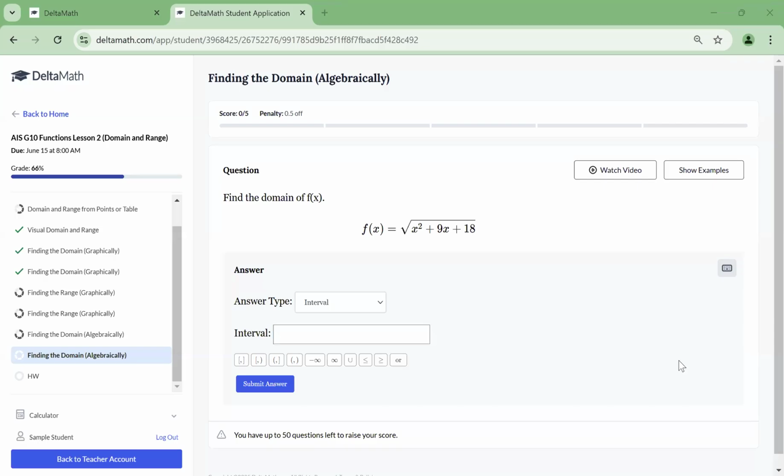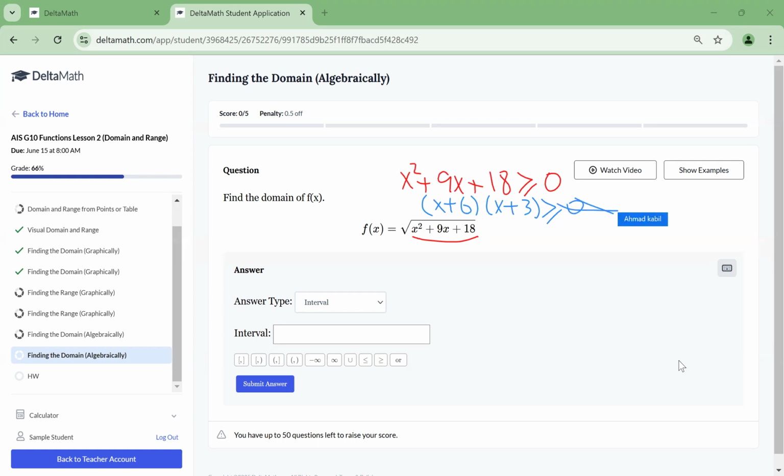Hello and welcome to this video in which we shall continue to discuss finding the domain algebraically. So here we have something under the root. So we should write it as x squared plus 9x plus 18 greater than or equal to 0. And then here, because it's a quadratic, we have to factorize. So (x plus 6)(x plus 3) greater than or equal to 0.